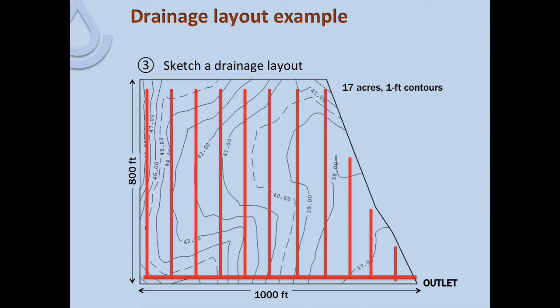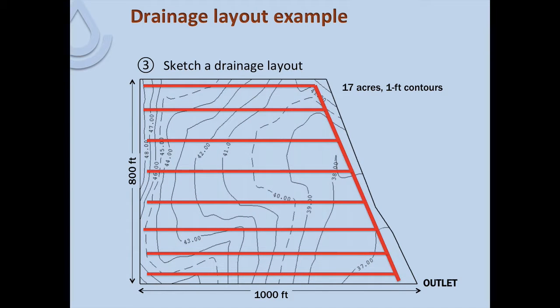Some things to think about with that layout. One is it's a nice rectangular layout, so it would be easy to design and install. Our laterals are going to be relatively aligned with the contours, and so again, that's often desirable. We will be having to plow through that ridge, and so depending on the height of that ridge and our equipment, that may be a concern that we would have to think about.